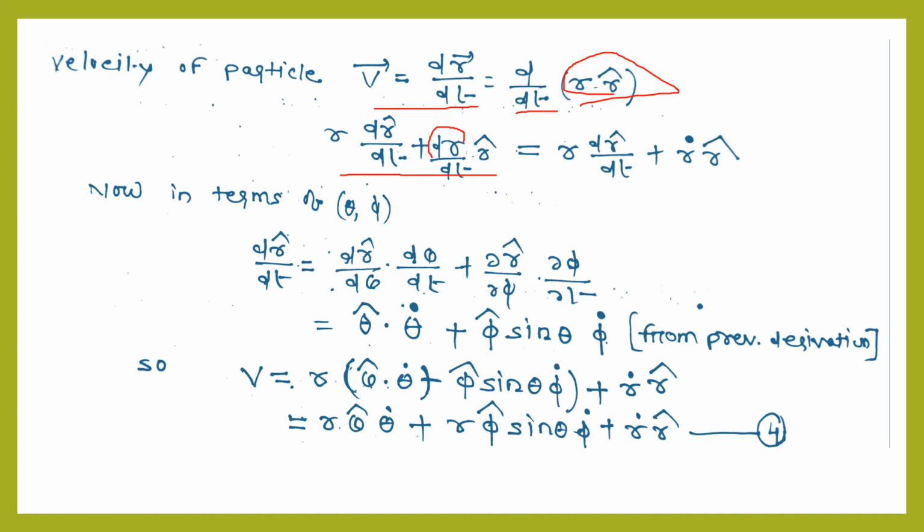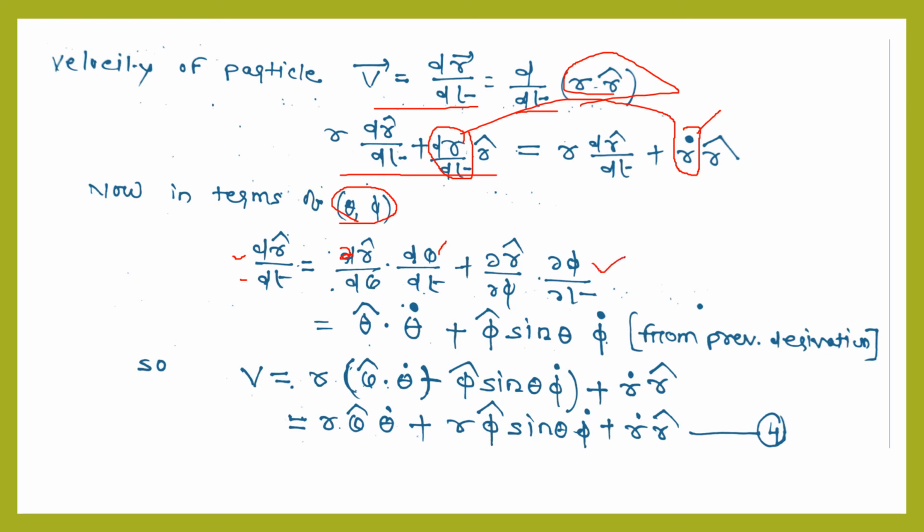Here dr by dt can be written in the form of r dot. We know from the previous class that the dot means a one-order derivative with respect to time t. Now we have to convert this value, because r cap is a function of theta and phi, so dr cap by dt may be written in this form: del r cap by del theta times d theta by dt, and again del r cap by del phi and d phi by dt.